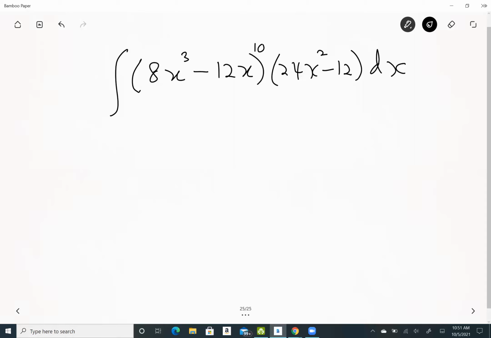Okay, what do you get? Now, what is u? If you let u be equal to the terms in the bracket, so you got what? 8x cubed minus 12x. Now, what is u prime? U prime is good. Everything in the bracket, or everything from there is u prime.